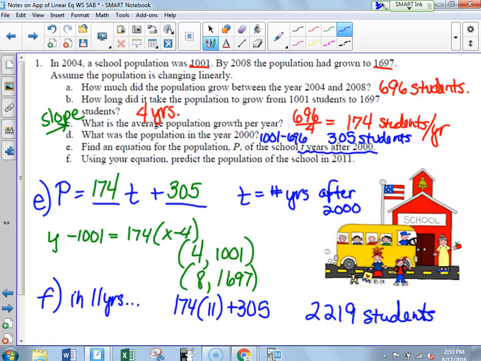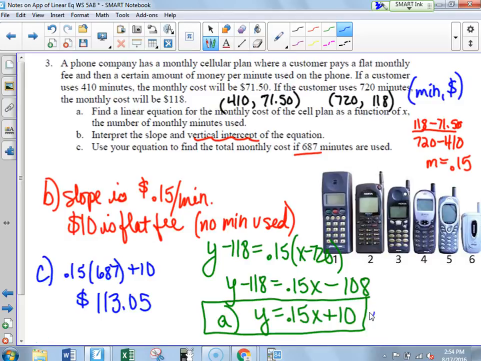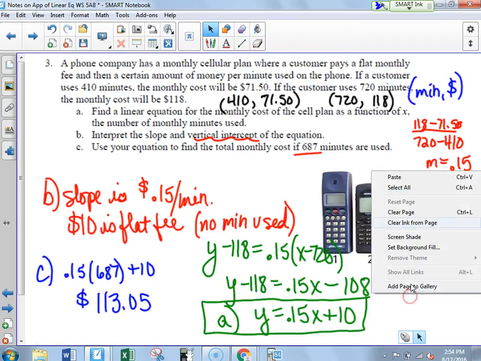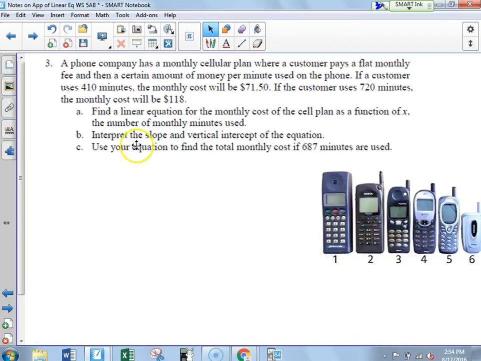All right, that was a baby algebra question. This one isn't much harder, but apparently it's already done for us. I don't know what I did here. Clear ink, there we go.